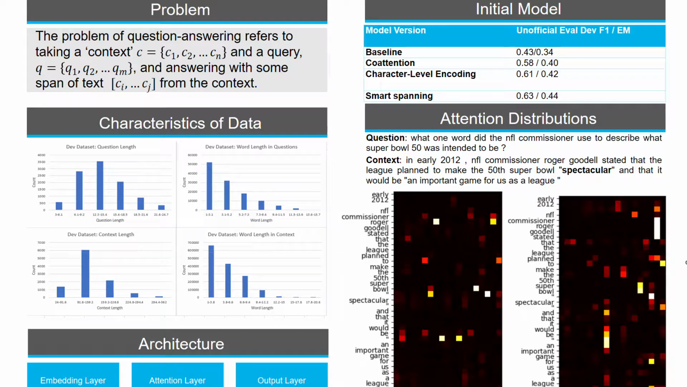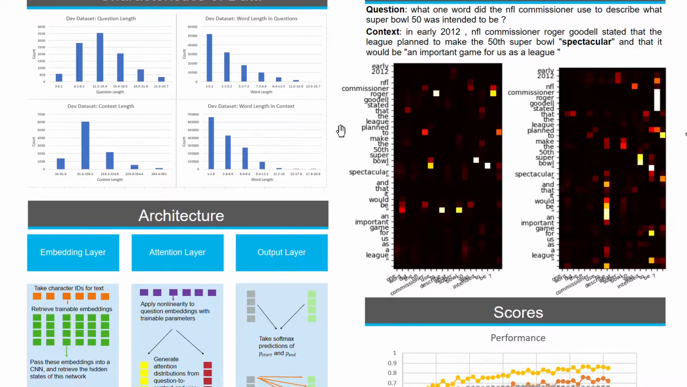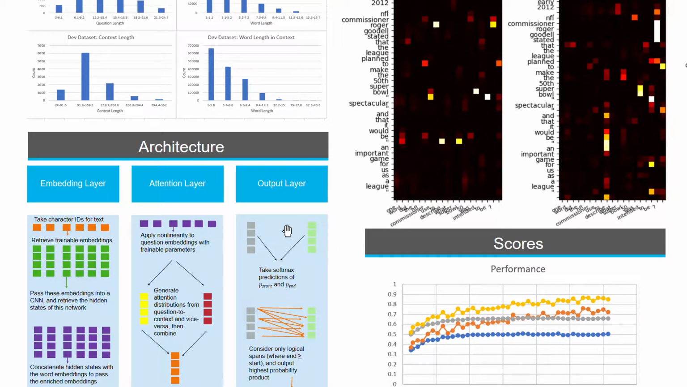So speaking of baseline, we were provided with one, which was a GRU, and it had an embedding, attention, and output layer. Since I was a one-person team, I wanted to explore all three layers a little bit and try and make an improvement to each. So I'll walk through each of those.